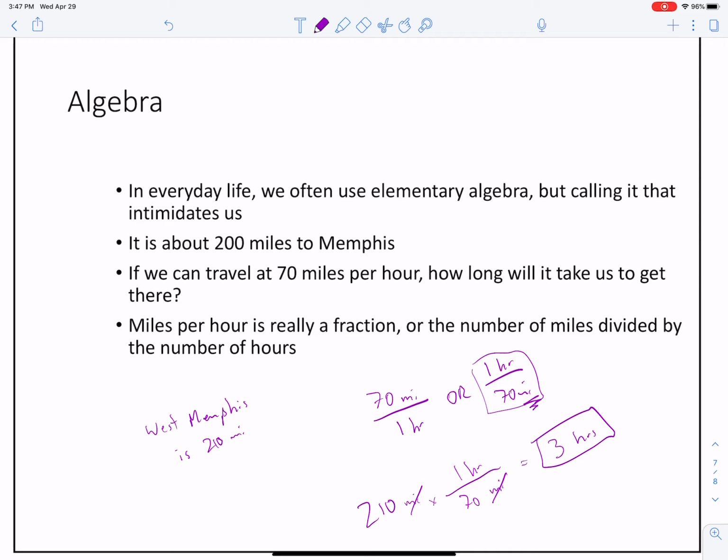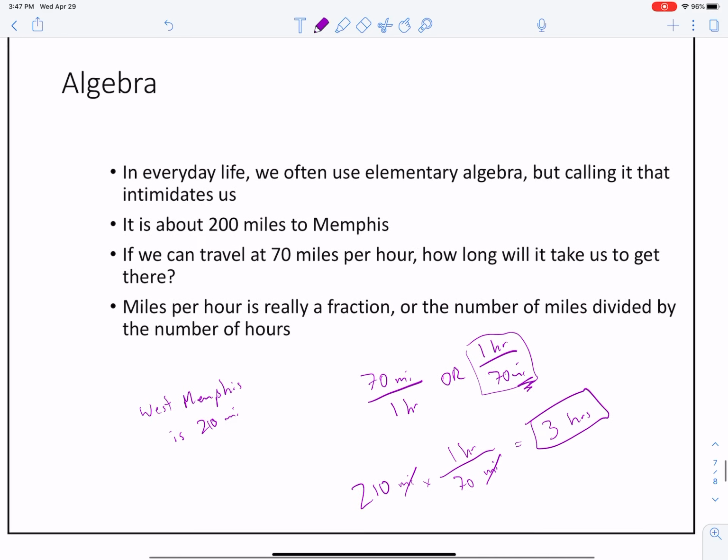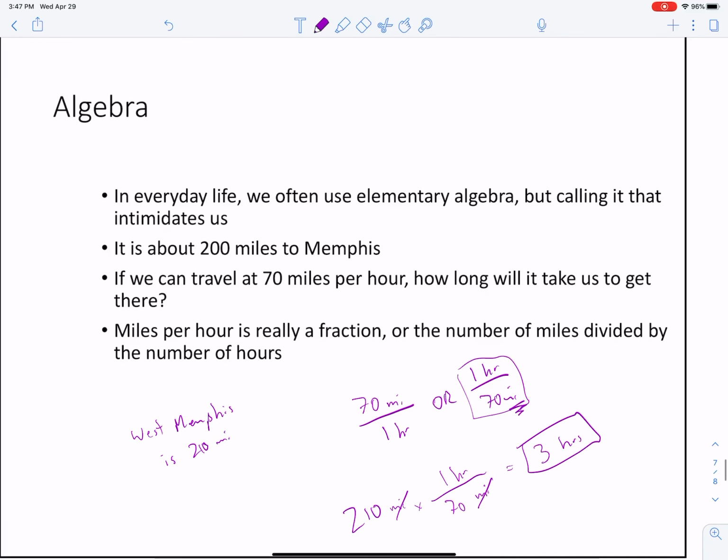We use this kind of algebra all the time. To determine unit cost, we'll use algebra to figure out things. So when we go through and we start working on some of these mathematical tools, what I want you to realize is they are tools. They are not intimidators. So use the tools to your advantage. Don't let the tools use you. Don't think about them as something that uses you. Use the tools to your advantage.